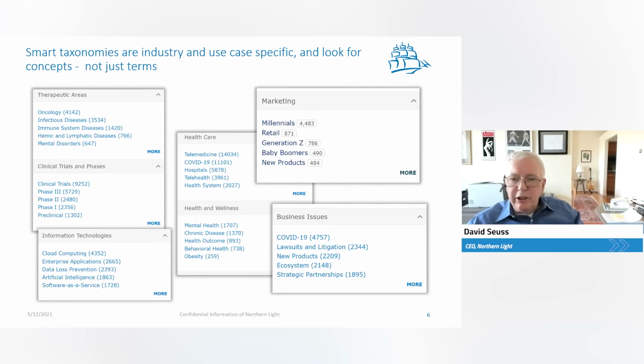In the bottom right with strategic partnerships, how might a news story express a strategic partnership? Company A signed a deal with Company B. Company C announced a relationship with Company D, signed a contract. What are all the ways that you can express a strategic partnership? All of those because we're looking for the idea. We're not looking only for the text string. So with these smart taxonomies and the ability to tag the content, all kinds of useful business analyses can then be done very quickly.